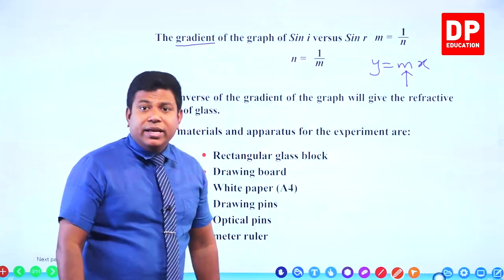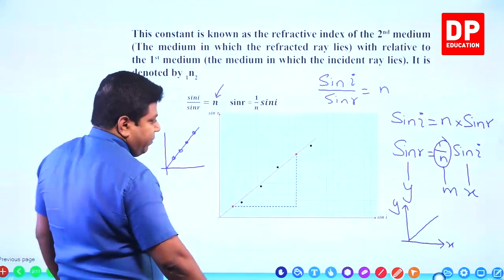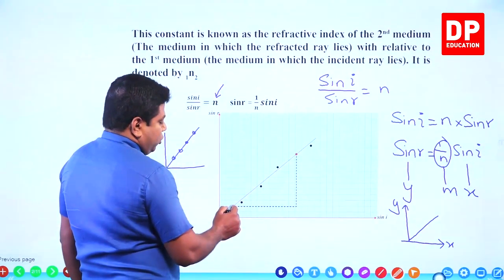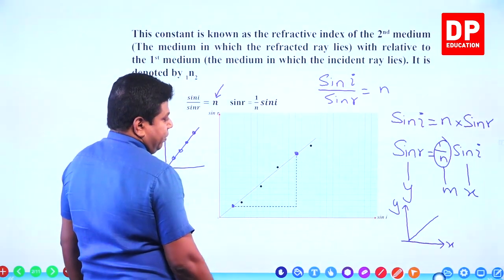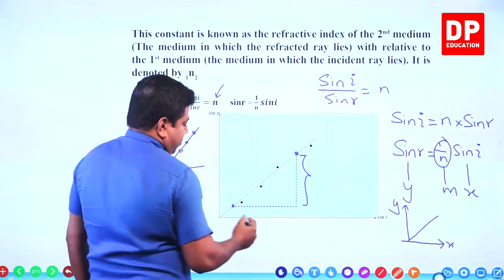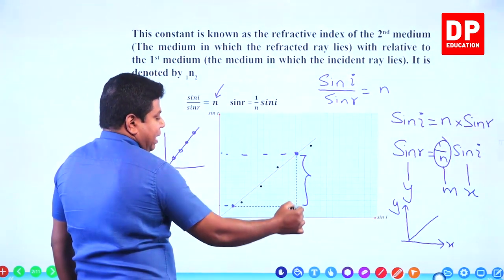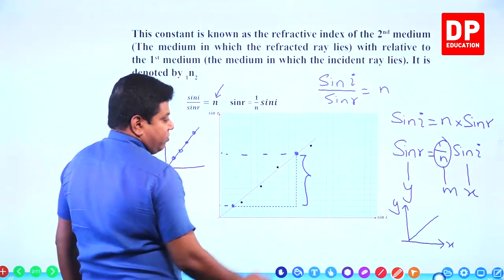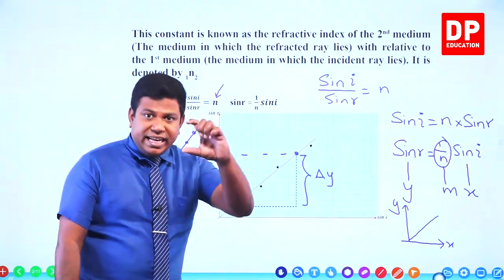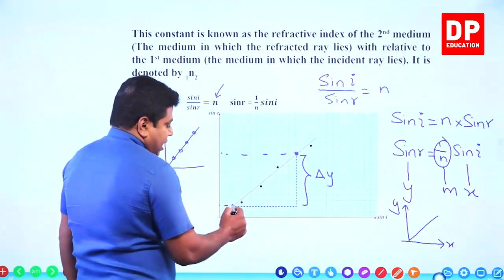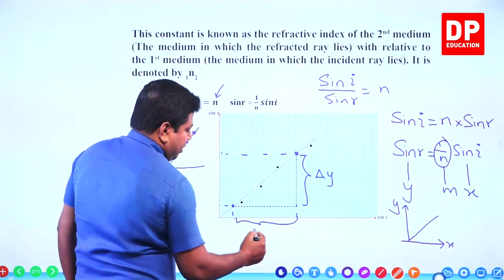Do you know how to find the gradient of a graph? If you have a straight line, take two points on the straight line. And then get this difference. That means the y reading of this, y reading of this point. Get the difference between both y readings. We call it delta y. Delta y. The difference between the y readings of two points. Similarly, you get the x readings, and get the x readings difference also. Delta x.